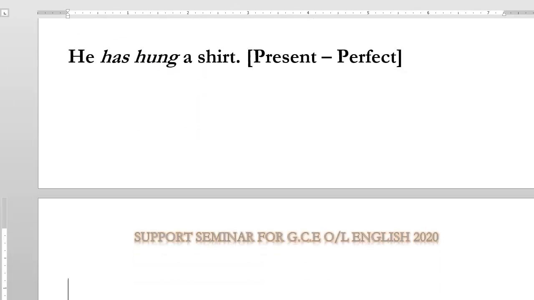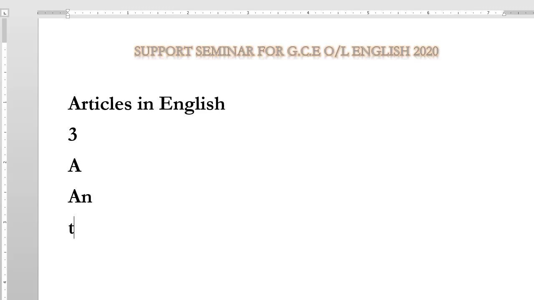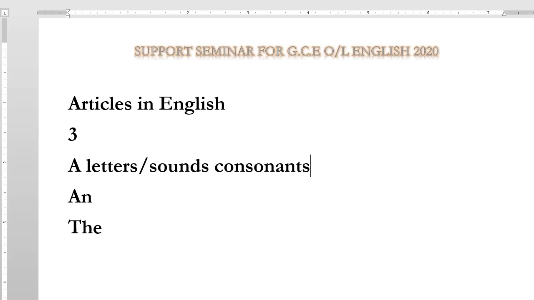Now just go through this, my dear children. These are basically the articles. If you take the articles in English, I'm going to go through this article lesson as well. Articles in English. There are three articles. What are they? The first one is "a," then you have "an," then you have "the." "A" is used with the sounds or the letters of consonants. Consonant means everything except the vowels, A, E, I, O, U. These are the vowel letters, right? You should know this, and I hope that you know these letters. So with these letters or with these sounds, we use "an."